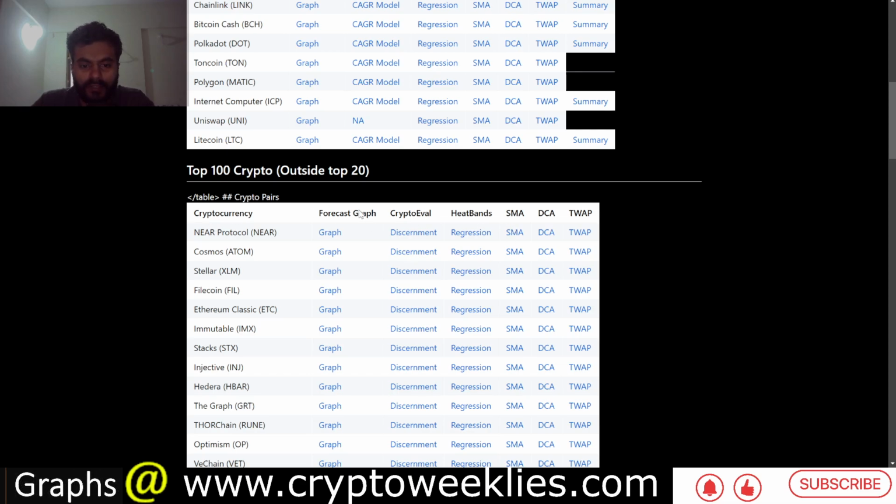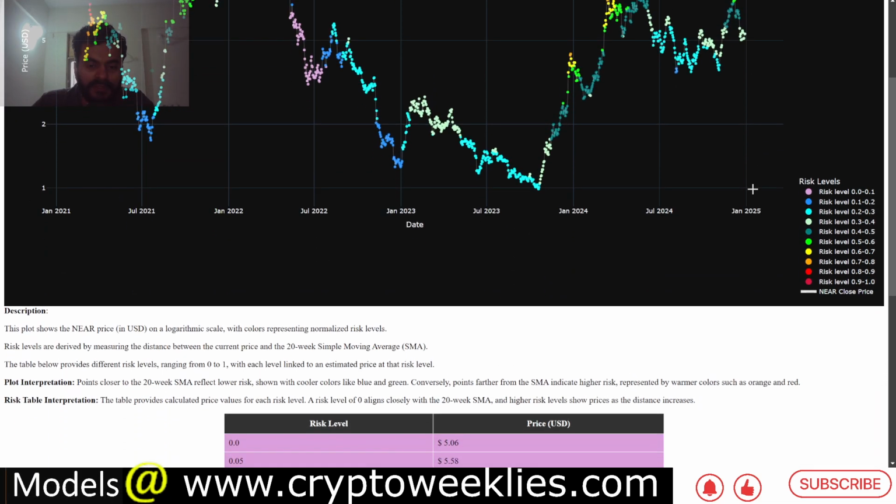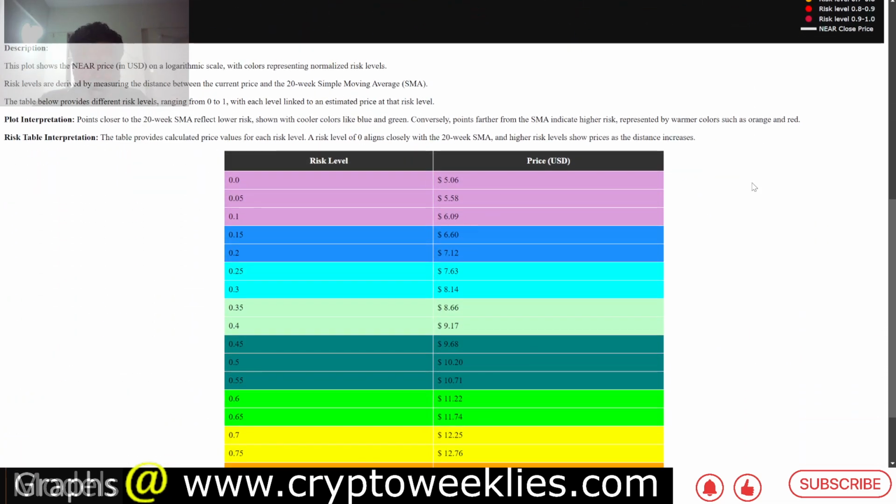One row dedicated to one crypto. In terms of the accumulation based model, the SMA, or the simple moving average, that is the 20-week simple moving average based risk reward analysis. This model did help determine the March 2024 top, when the price had gone too far away from the 20-week moving average. Right now the risk level is at around 40% risk, 60% reward.